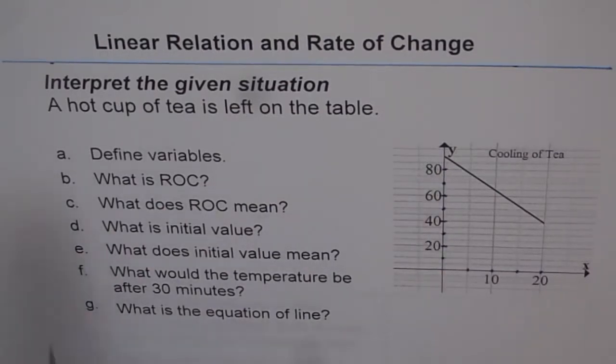Now, after having a good look at the graph and understanding the situation, answer these questions. The questions are: define variables. What is rate of change? What does rate of change mean? What is initial value? What does initial value mean? What would the temperature be after 30 minutes? And what is the equation of the line?